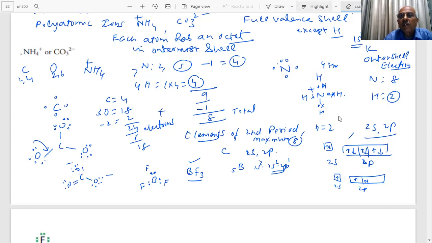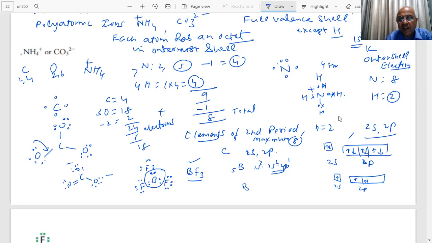for the fluorine. These are 6 and 2, 8. 6 and 2, 8. But boron has only 6 electrons now. Boron has got 6 electrons, student. So what we find, it has only 6 electrons because it has 3 electrons in the outermost shell and therefore cannot share more than a maximum of 3 electrons.